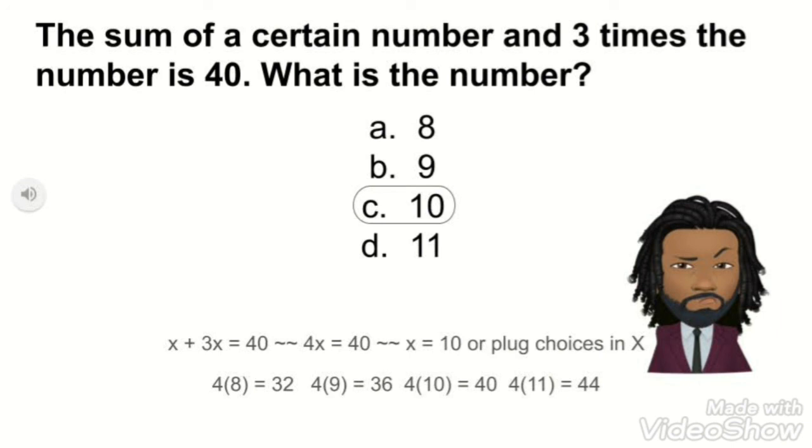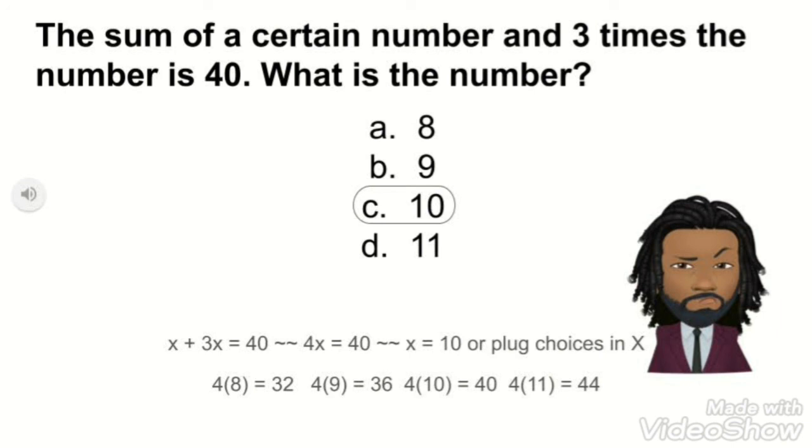Once you say x plus 3x equals 40, or 4x equals 40, now you can plug those numbers in. If x is 8, 4 times 8 is 32, 4 times 9 is 36, 4 times 10 is 40. So which one says 40? 10. C equals 10. 40 equals 40. 4x equals 40. So x has to be 10.